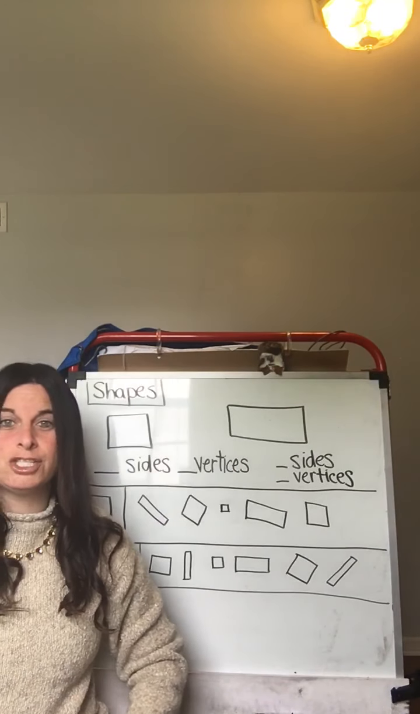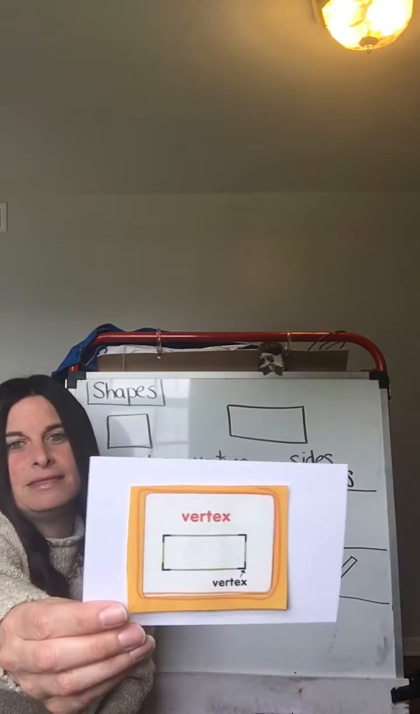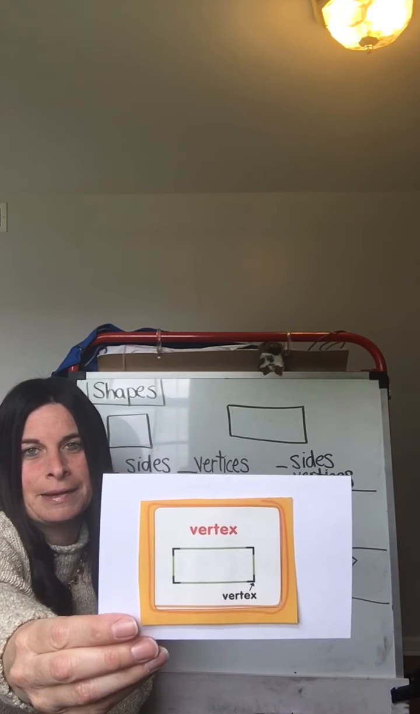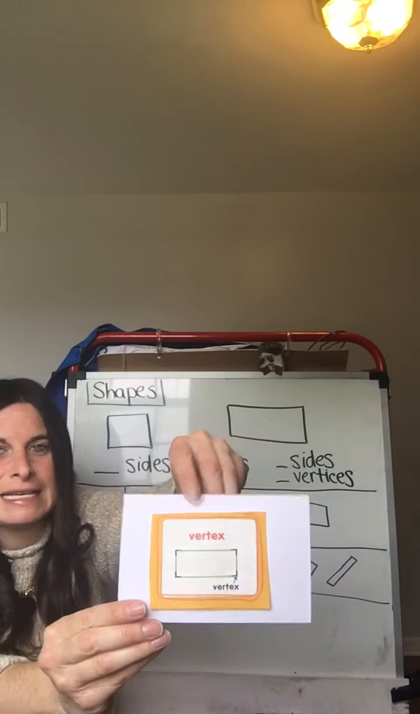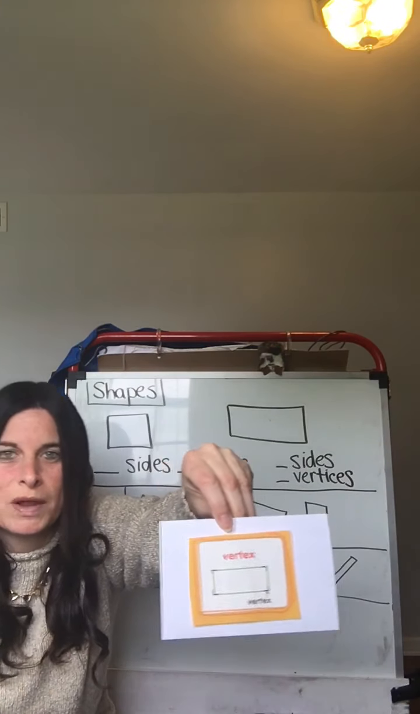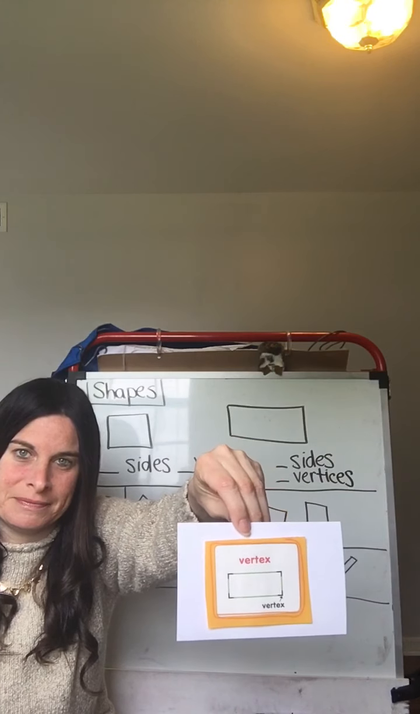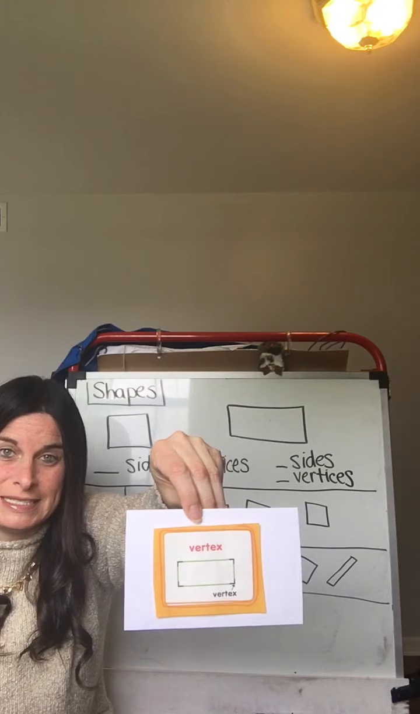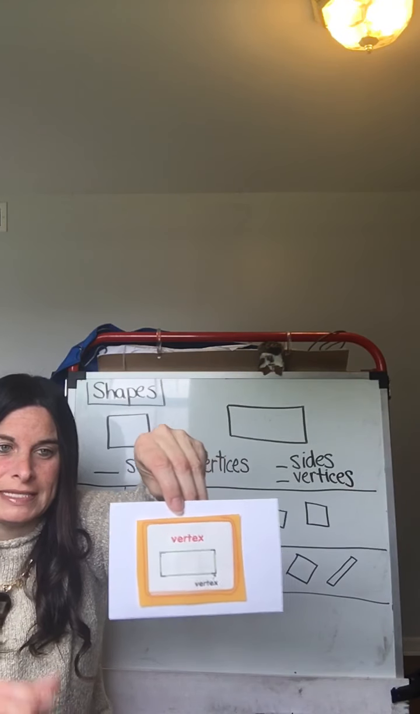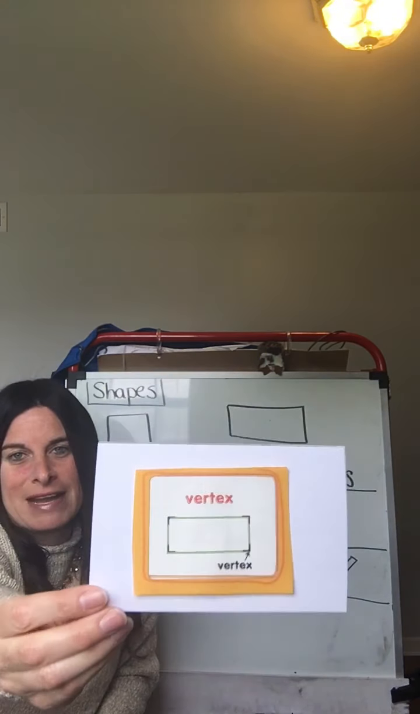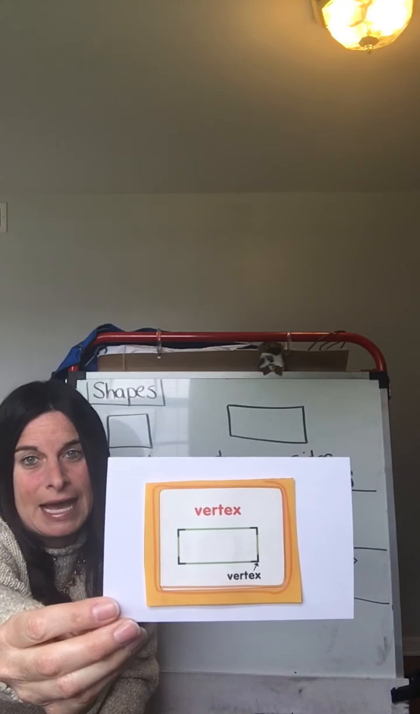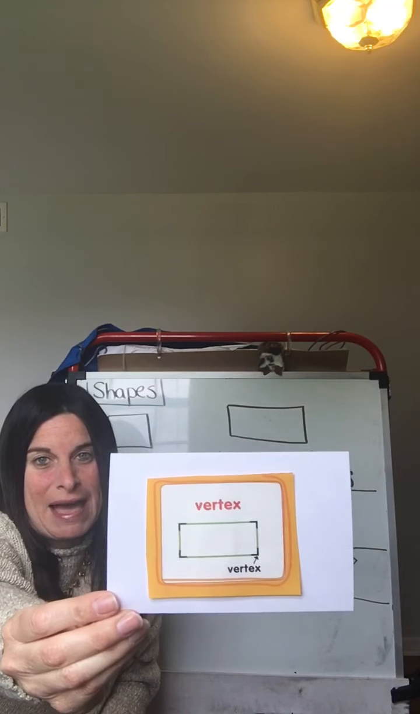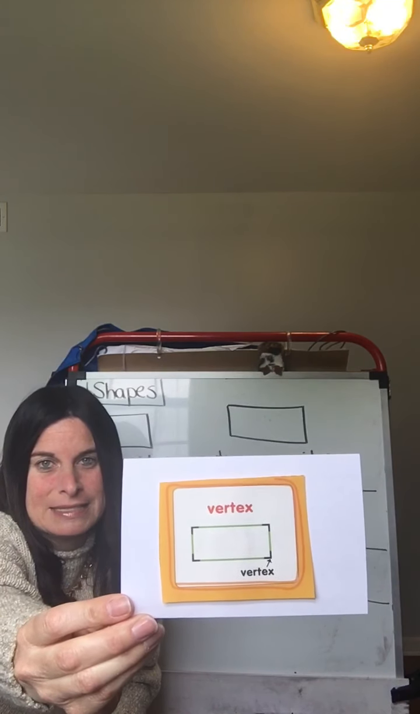Here is another tricky word. This word is called vertex. The vertex is the point where the lines meet. Okay? So, for instance, this example is showing us a rectangle. A rectangle has 4 sides. However many sides the shape has, that's how many vertices it has.